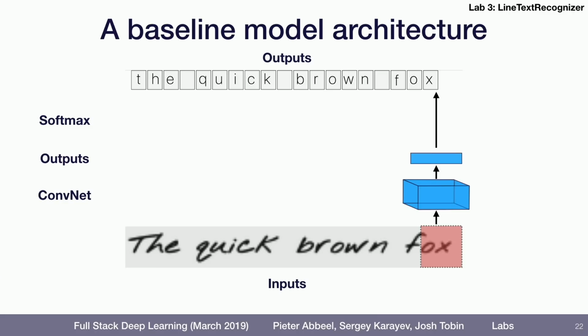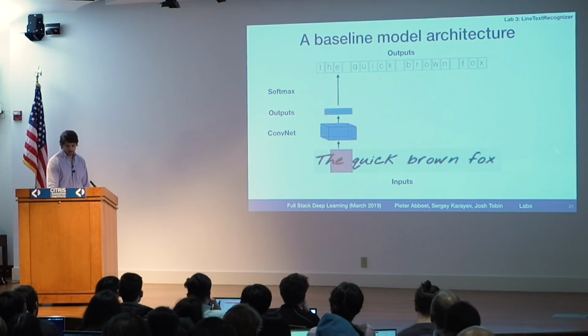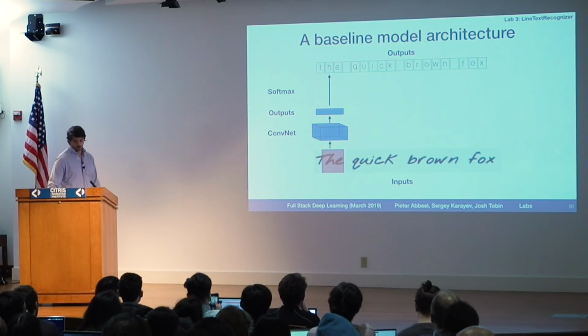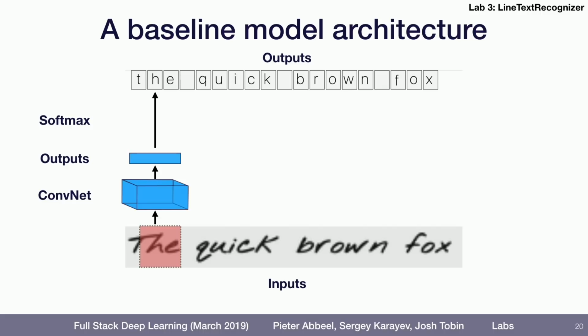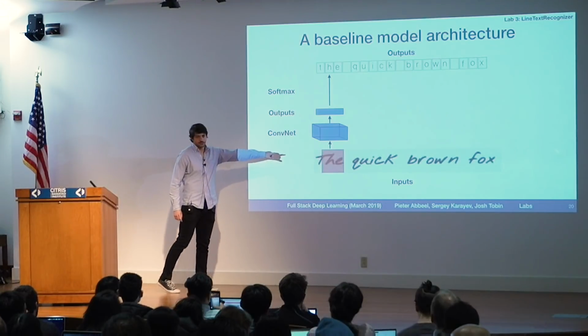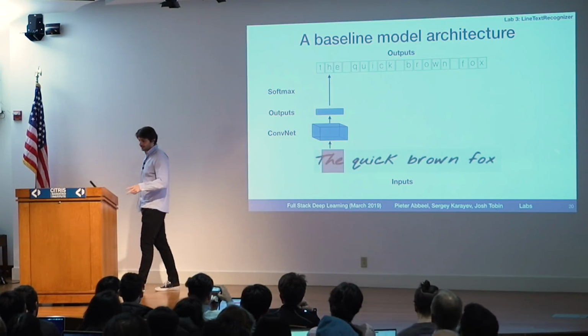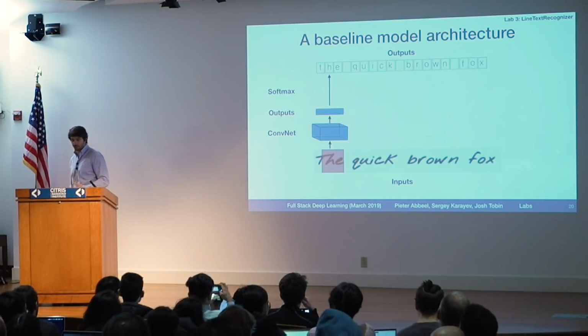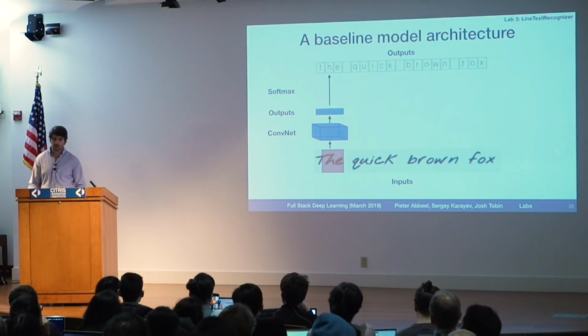But there's a couple problems with this. One problem is, let's say we're looking at this window, and there's actually 3 characters in this window right now. There's the end of the T, all of the H, and most of the E. So the question is, which of these characters is the correct prediction for this window?